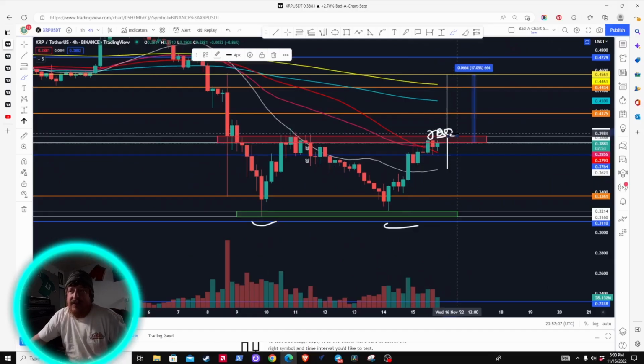You may miss some of the move, but just as far as my risk to reward and how I do trades, that doesn't matter to me as much as just seeing that there was enough strength or buyers to keep the bodies of those candles closing above that key area, in this case 39.5 cents.